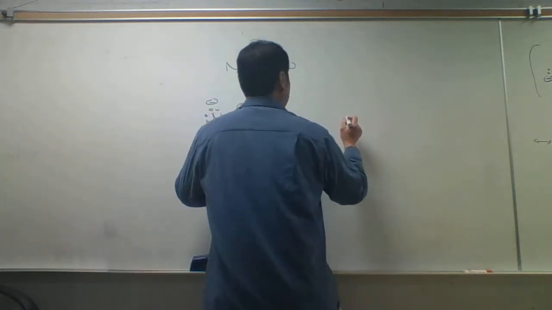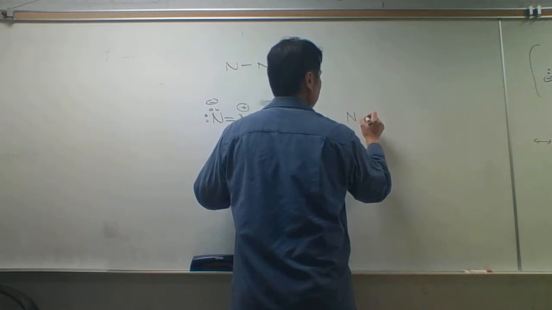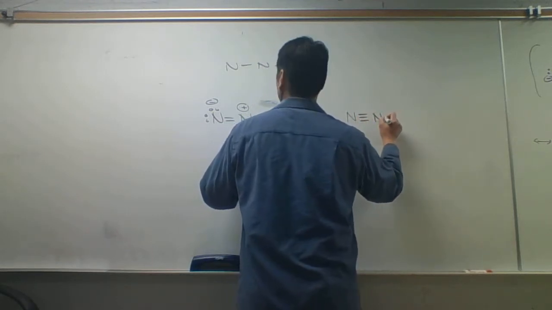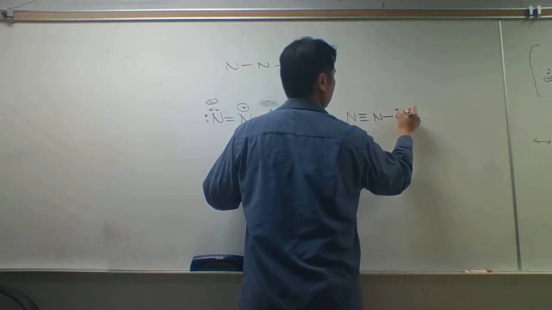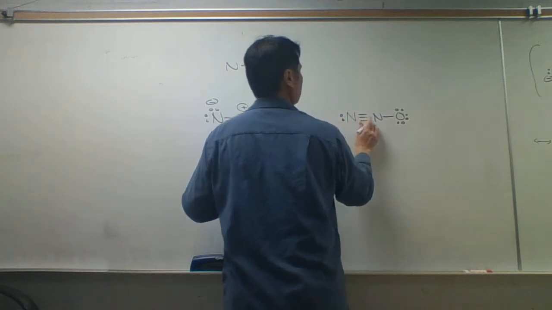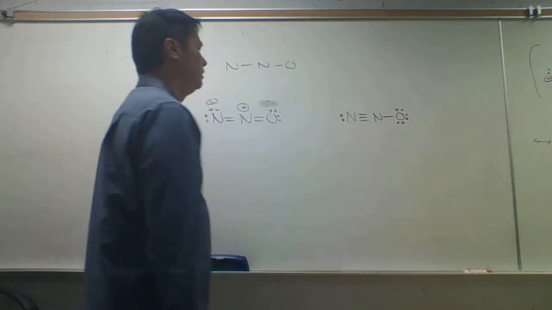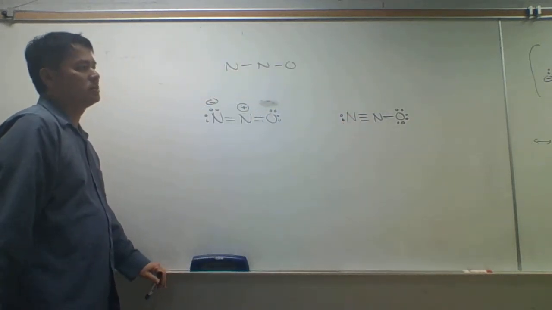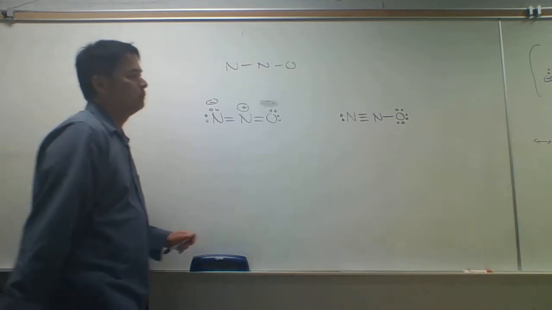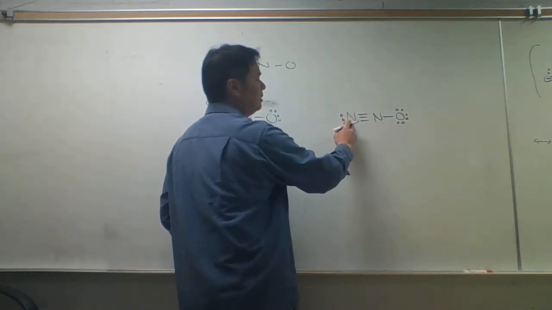Another option for this, where we can still maintain the octet, is maybe go like this. Still everything has an octet. It's just how we distribute the multiple bonds. So rather than 2 doubles, we'll go with a triple and a single. When we look at the formal charge, what's the formal charge here?